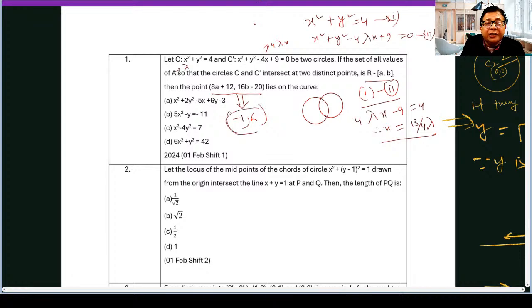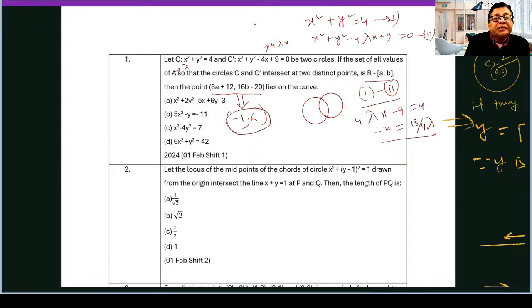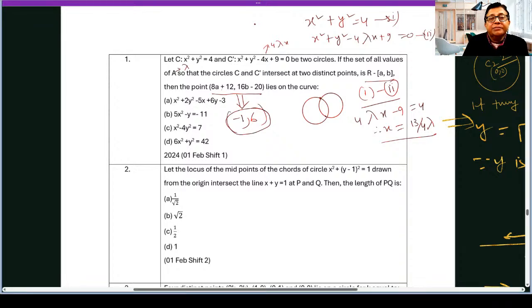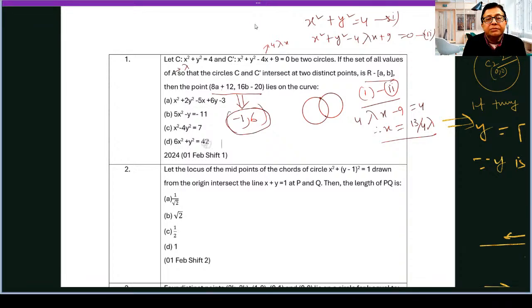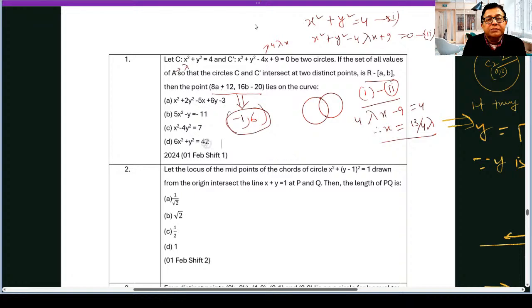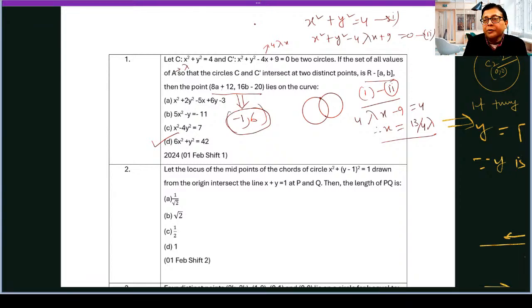Now on which curve this one lies? Minus 1 comma 6, out of these curves, in which curve it lies? D. Check. D is the correct option. 6 into 1 square plus 6 square, that is 42.